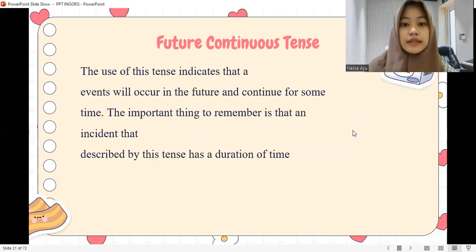Right, next, future continuous tense. The use of this tense indicates that an event will occur in the future and continue for some time. The important thing to remember is that an incident described by this tense has a duration of time.